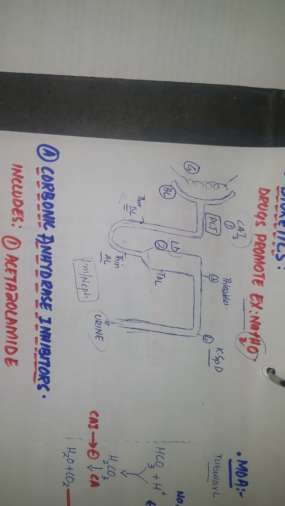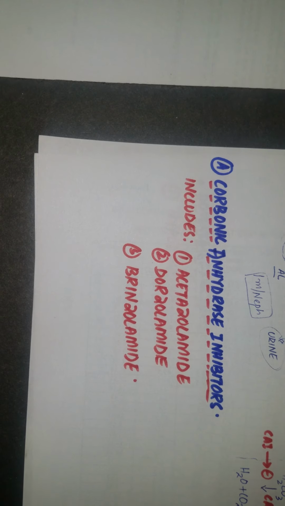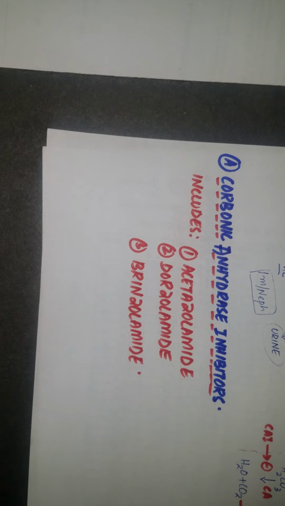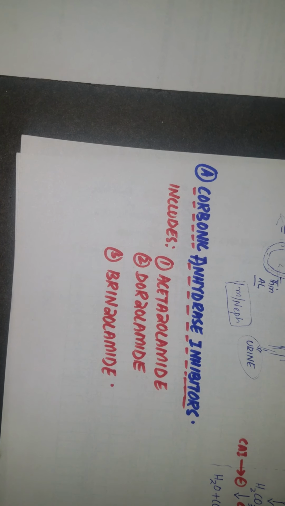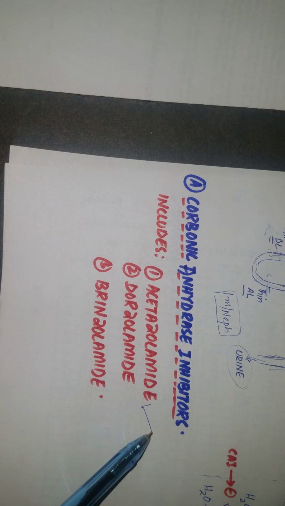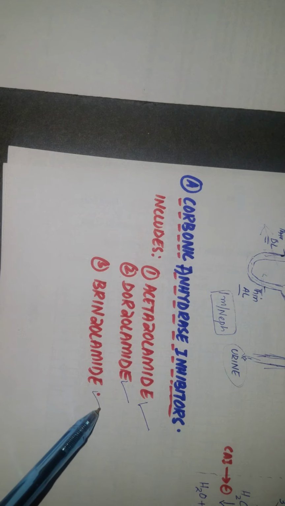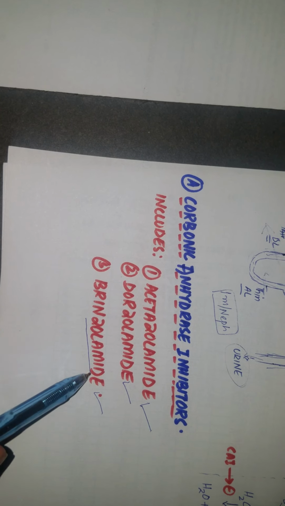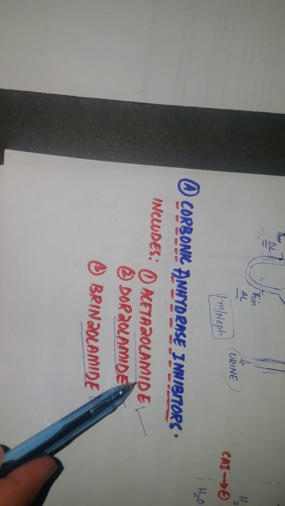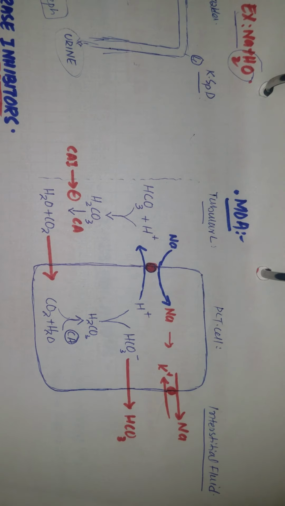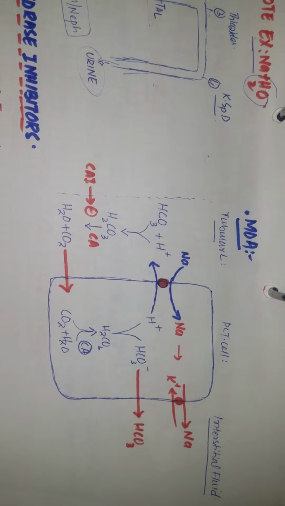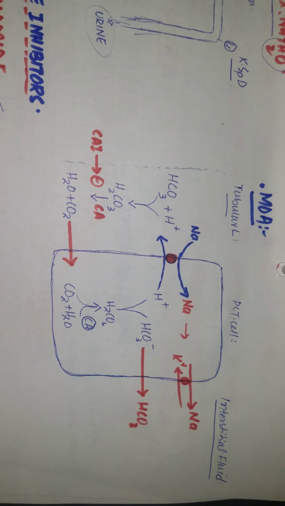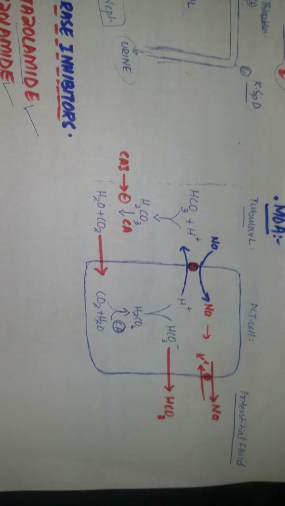After discussing the physiology and anatomy of the nephron, let's come to the carbonic anhydrase inhibitors, which are the first class of the diuretics. These include acetazolamide, dorzolamide and brinzolamide. Note that they have a common ending, zolamide. Coming to the mechanism of action of carbonic anhydrase inhibitors, first we will look at the physiology and then we will look at the pharmacology.